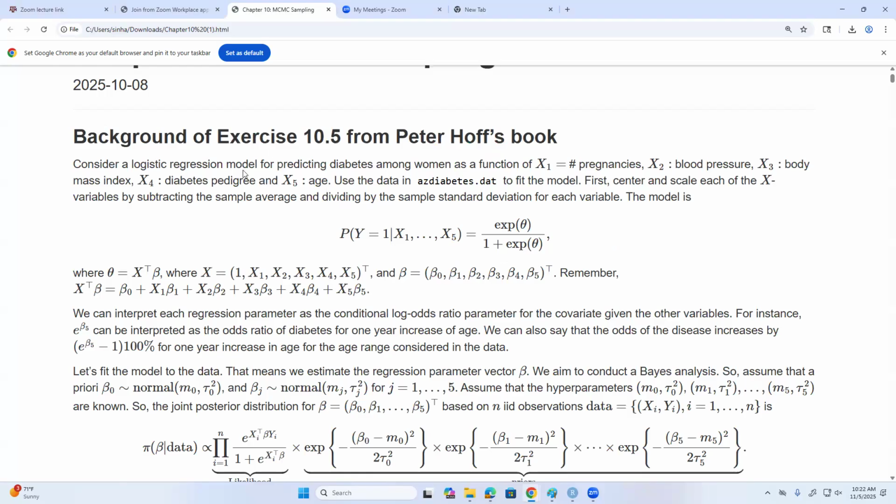So consider a logistic regression model for predicting diabetes among women as a function of 4 predictor variables, x1, x2, x3, x4, and the data is given here. So let us look at the data.